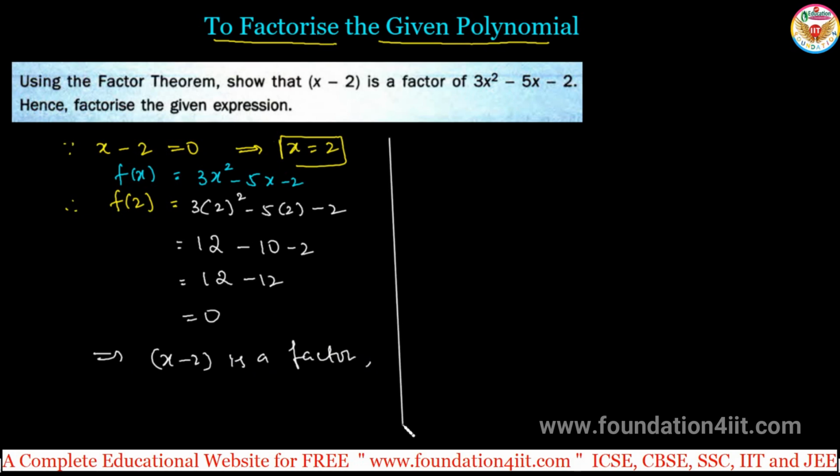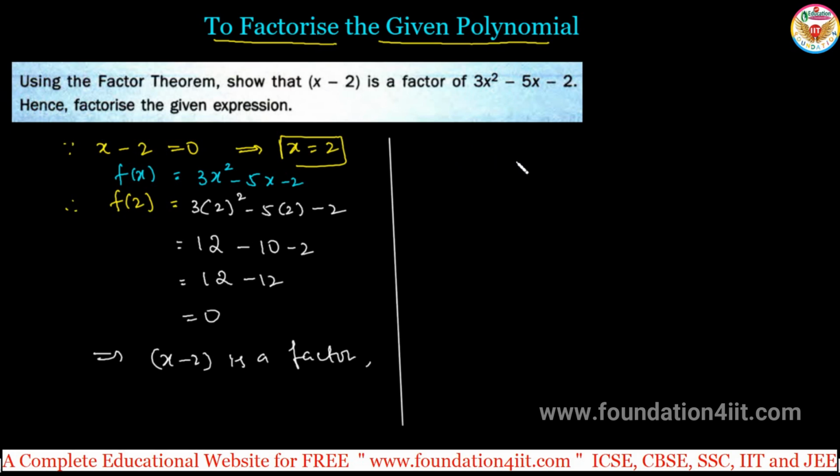So here we take this expression, 3x square minus 5x minus 2, divided by x minus 2. So we get the quotient, and we can factorize it. So here already is a quadratic equation, now it's a linear equation. Only one more linear equation we get.